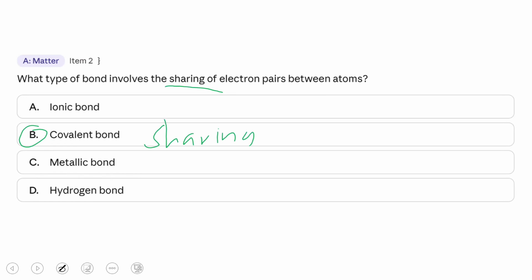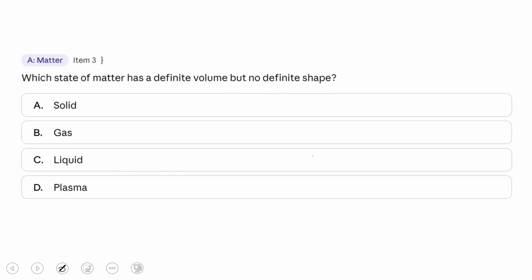And then ionic bond, our keyword for that is transfer. So metals to nonmetals. And the metallic bond keyword is sea of electrons, or sea of delocalized electrons, or cloud of electrons. And then hydrogen bond is the bond with hydrogen to oxygen or hydrogen to fluorine, for example.